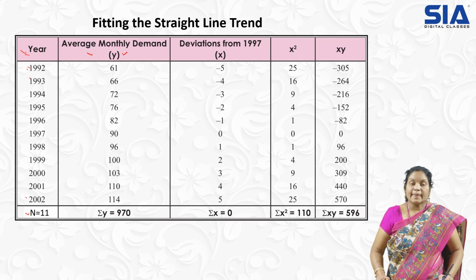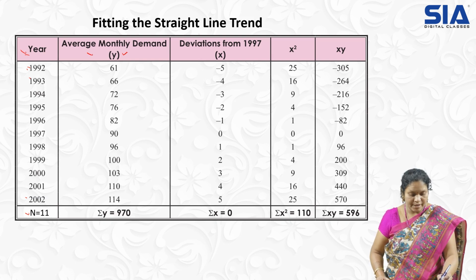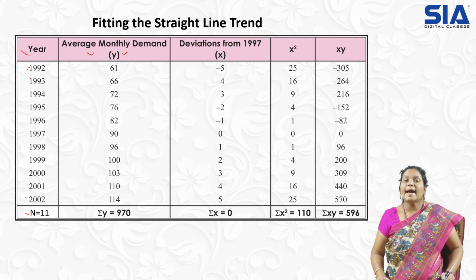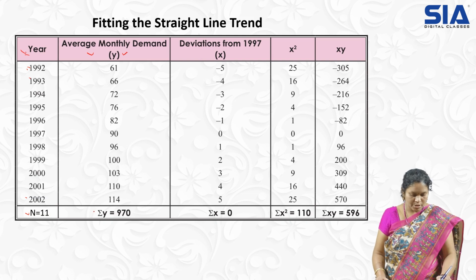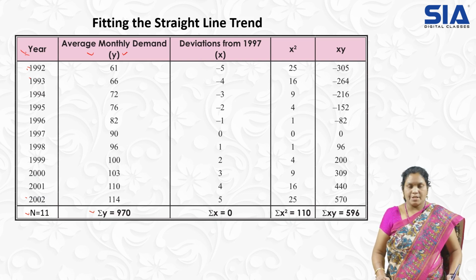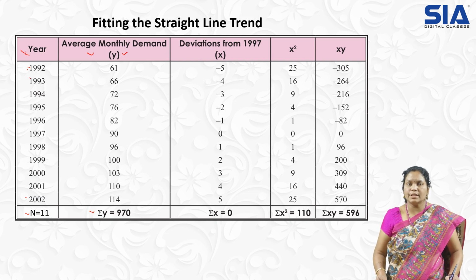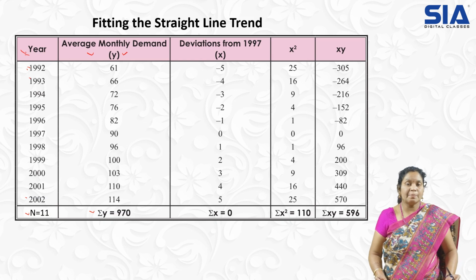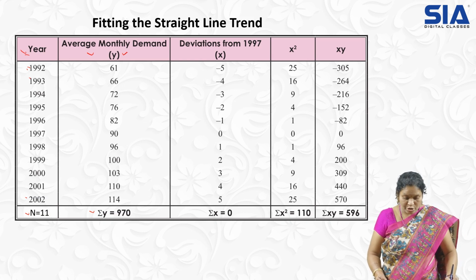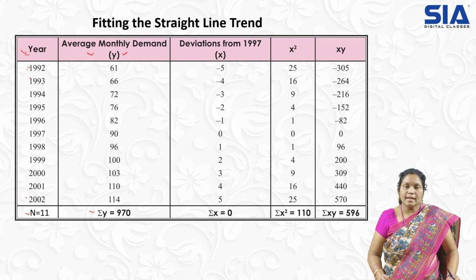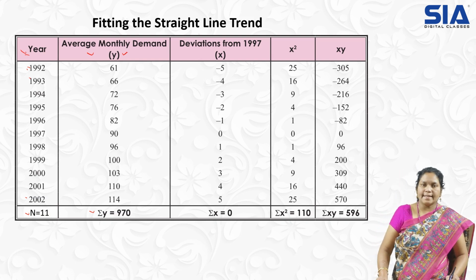Now the second column I have considered as y, right? So simply add up all those values. You'll get summation y equals 970. Now let us proceed further. To obtain our a and b, we need summation x square, summation xy and so on, right? So for that, let us see how to get the x value.